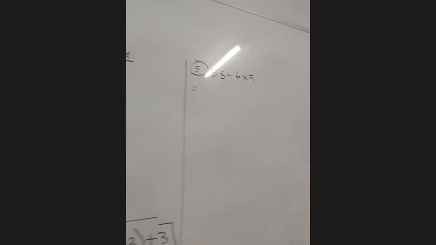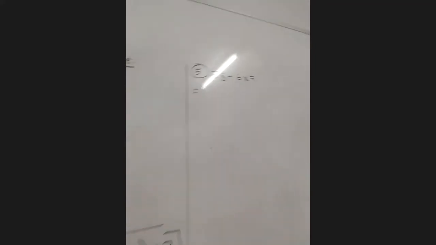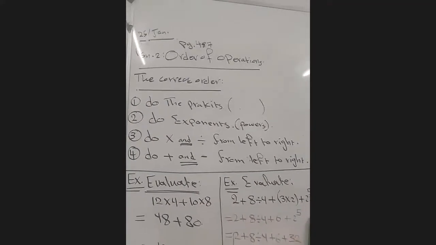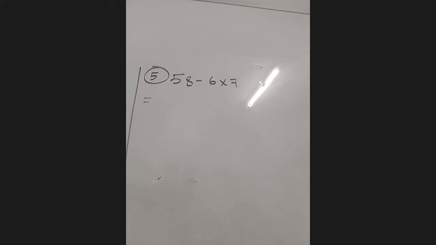Do we have parentheses here? No. Second step, if we have exponents. Do we have exponents? No. Third step, if we have multiply or divide. Do we have multiply or divide? Yeah, we have multiply, so we will do it.